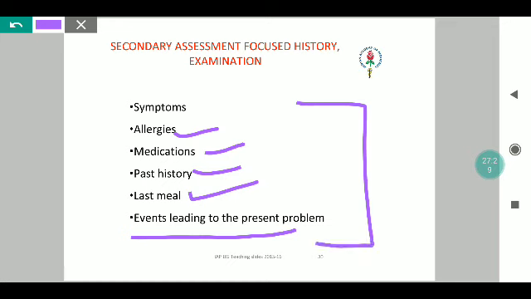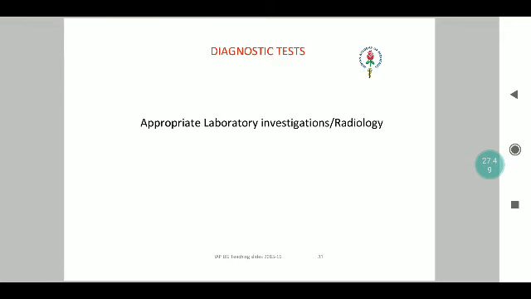When I say focused history, this is all that is implied in the current scenario, and it is not the detailed history that we are used to taking of name, informant, address, followed by chief complaints, history of presenting illness, past history, birth history, natal history, immunization history. It is not immediately relevant here. Once the situation is stabilized, we can go for a detailed history and examination at that time. And suitable to the condition, appropriate lab investigations are done and radiological intervention is sought as deemed necessary for immediate treatment and stabilization.